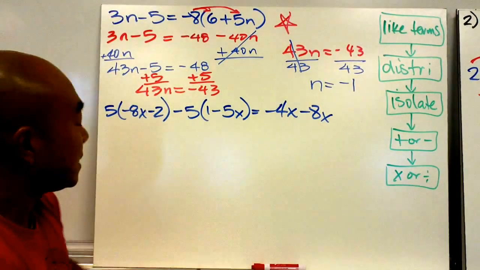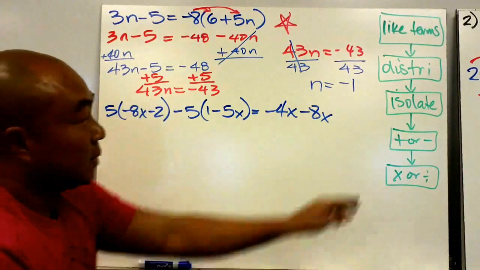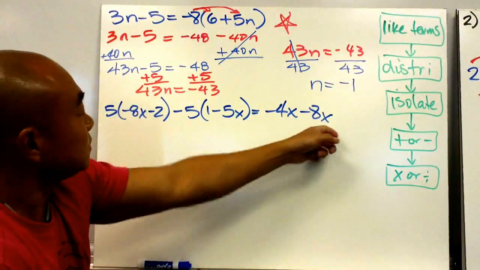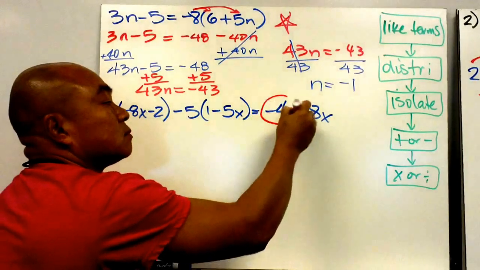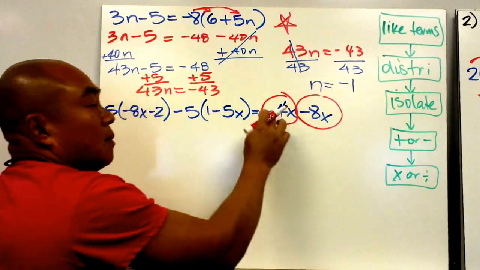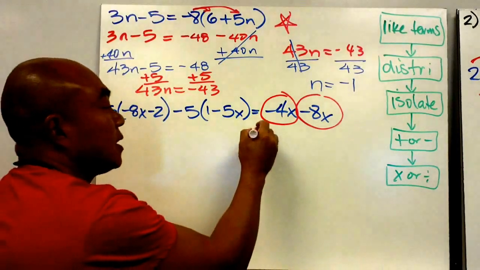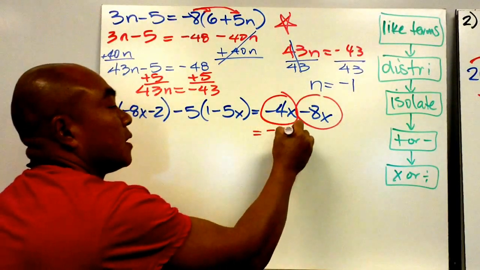Alright, our last question here. Our first step is to look for like terms. Let's go and solve that. And again, minus 4x minus 8x, that gives me negative 12x.